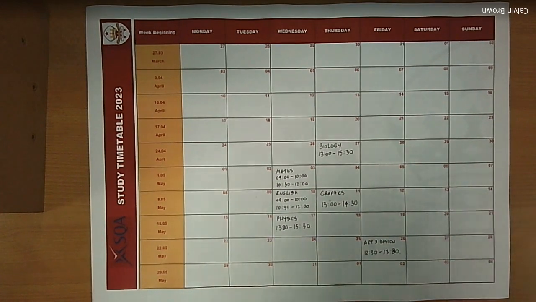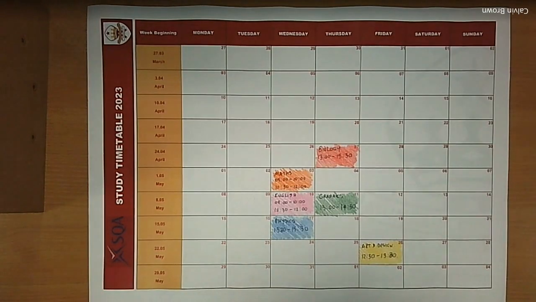What you're going to do now is colour code each subject. This will help give us a visual overview and it will allow us to see how much time we are dedicating to each subject. You can see I've used a coloured pencil to colour code each subject. Biology is red, Maths is orange, English is pink, Graphics is green, Physics is blue, and finally, Art and Design is yellow.